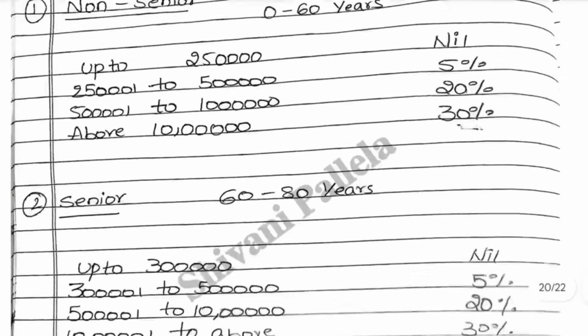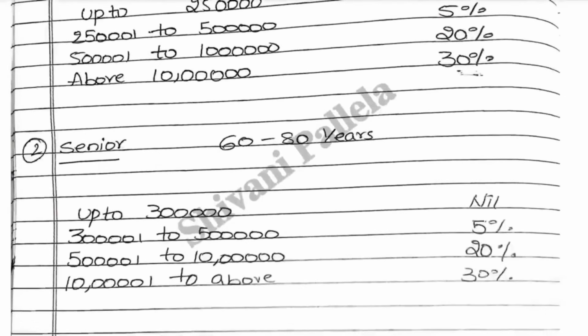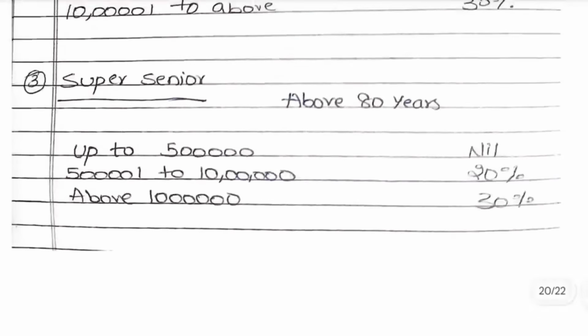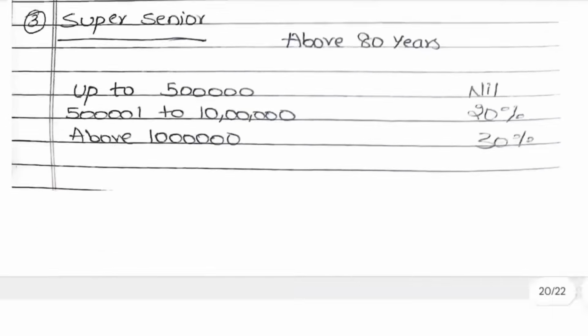Clear? Next, senior citizen. Senior citizen means 60 to 80 years. If the person age is 60 to 80 years, up to 3 lakhs the tax is nil. 3 lakhs to 5 lakhs it is 5%. 5 lakhs to 10 lakhs it is 20%. Above 10 lakhs it is 30%. Okay, and last one, super senior. If the person is above 80 years means up to 5 lakhs it is nil. Okay, 5 lakh to 10 lakh it is 20%, above 10 lakhs it is 30%. Clear? Did you understand this? Only if you understand this will you understand the rest.